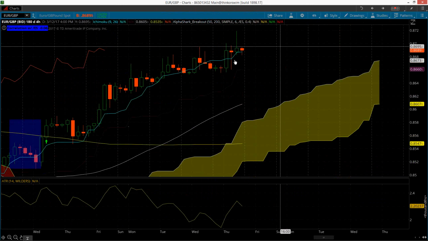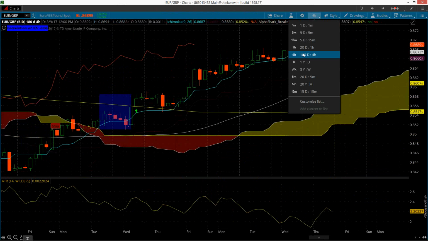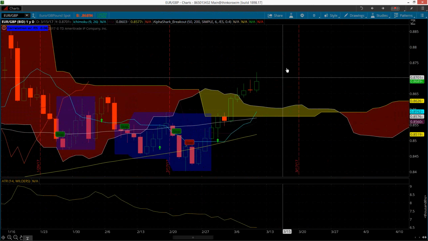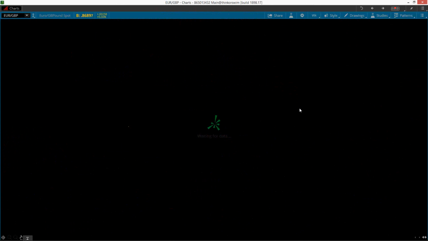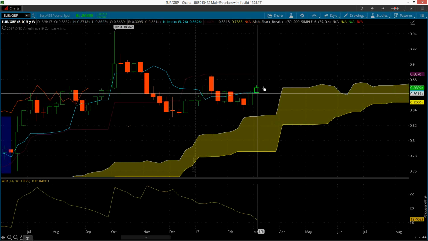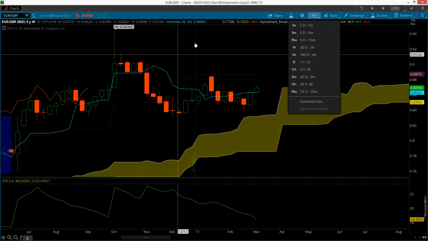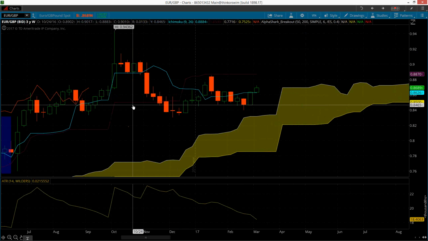On the daily bar, we are also now above the cloud. On the weekly bar, we are also above the cloud. So what does that tell me about the general pressure or price action in the euro pound right now? Is it bullish or bearish?